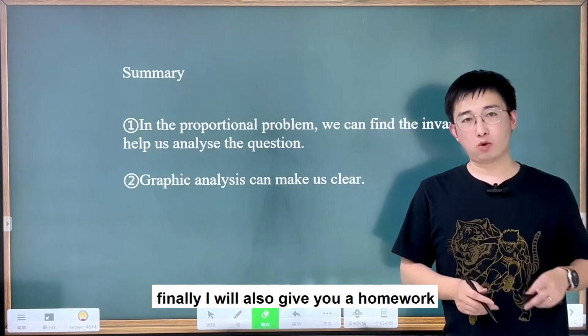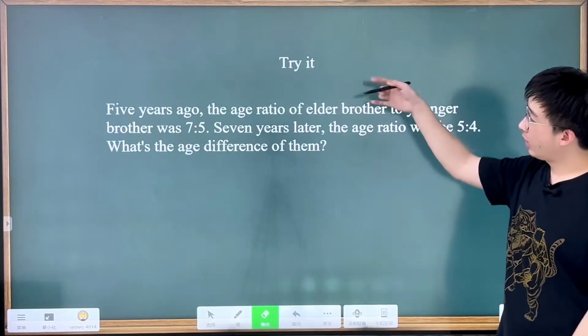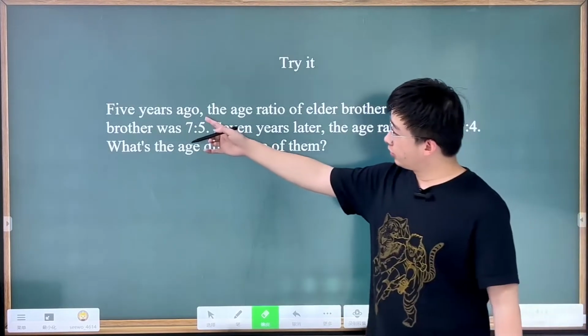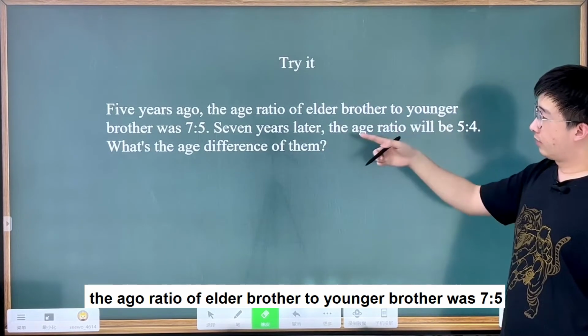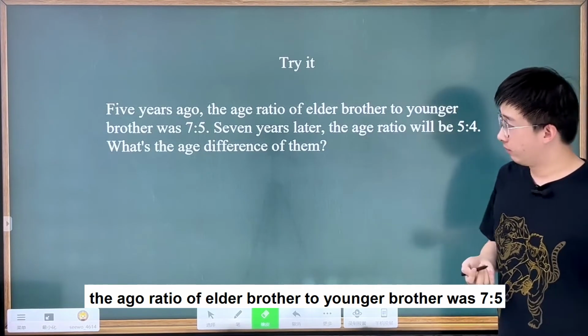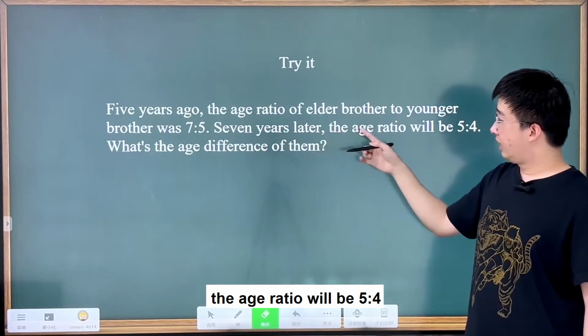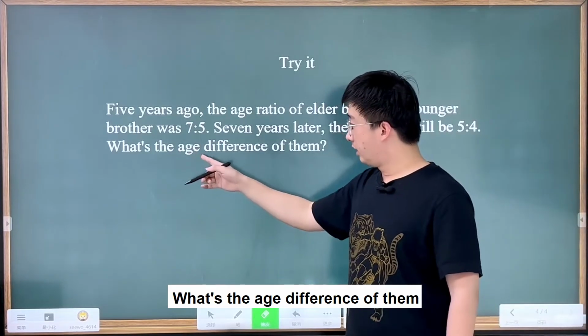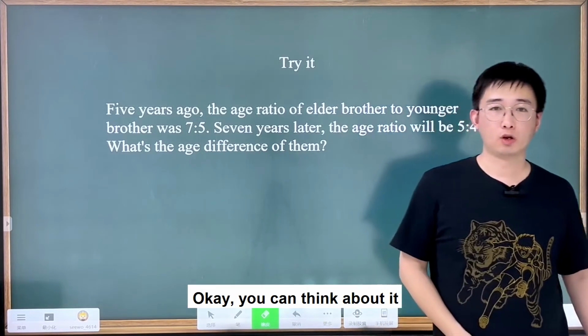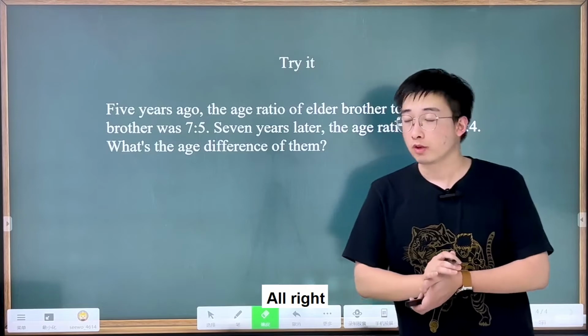Alright, finally, I will also give you a homework. Try it. 5 years ago, the age ratio of elder brother to younger brother was 7 to 5. 7 years later, the age ratio will be 5 to 4. What's the age difference of them? Okay, you can think about it.